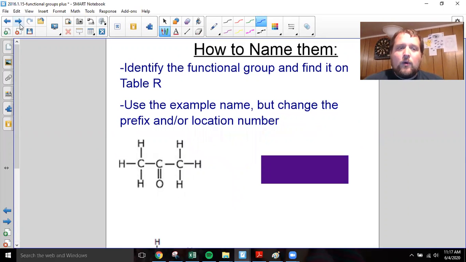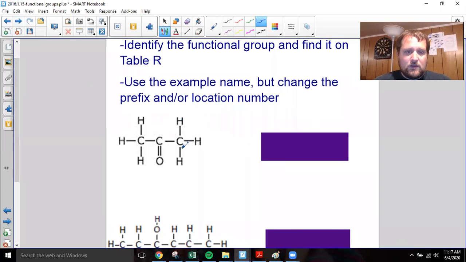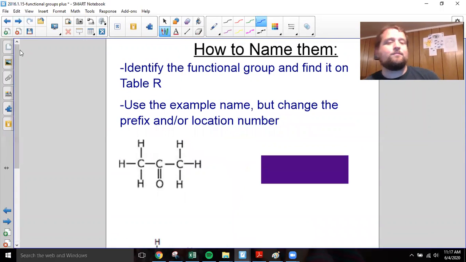So today we're going to focus on just 3 of them because we can't be together in person. So I'm doing the simple version of this. By the end of today, I want you to be able to see a structure like this, and use table P and table R to write the name. So how do you name this?